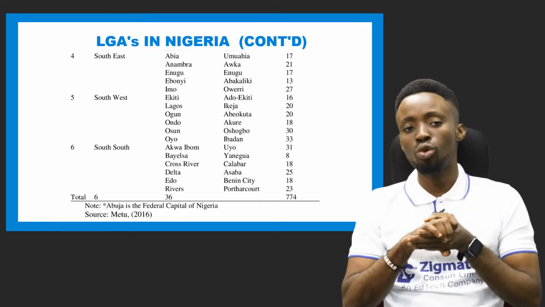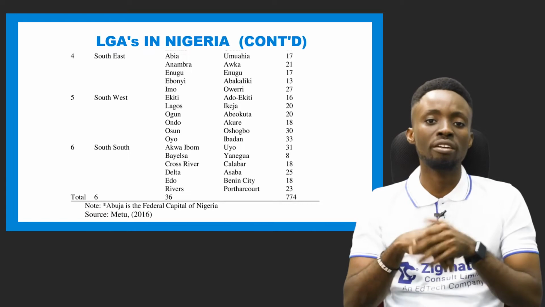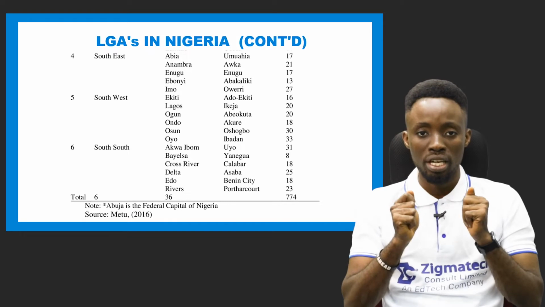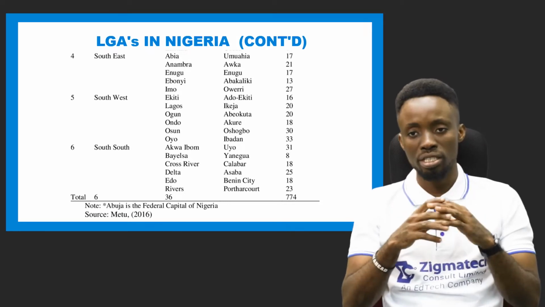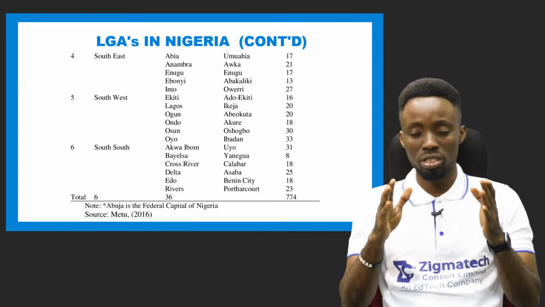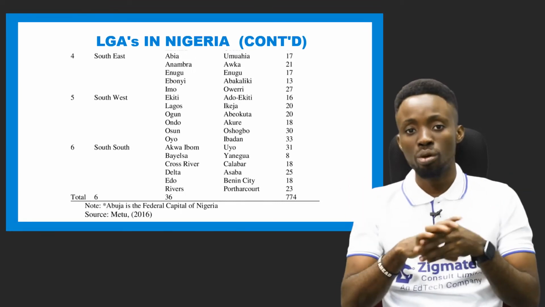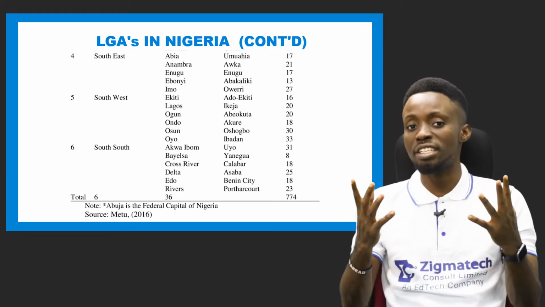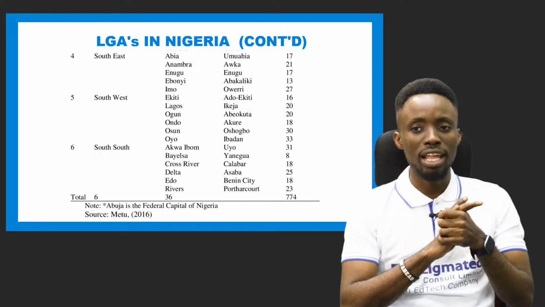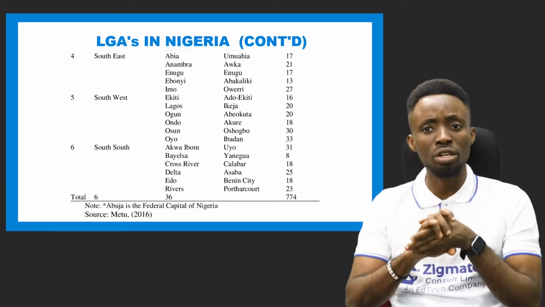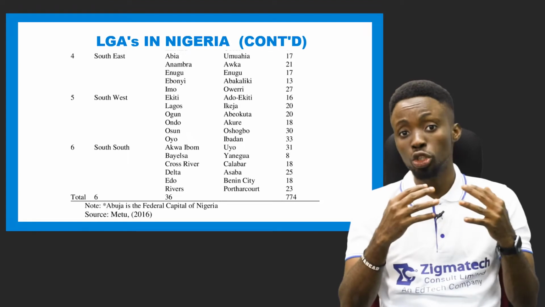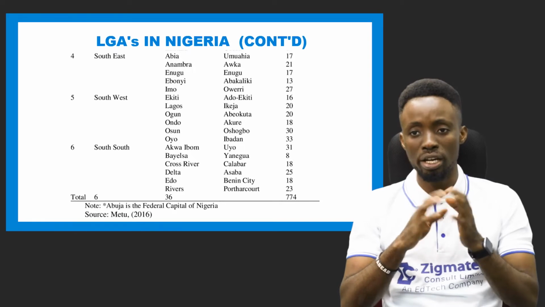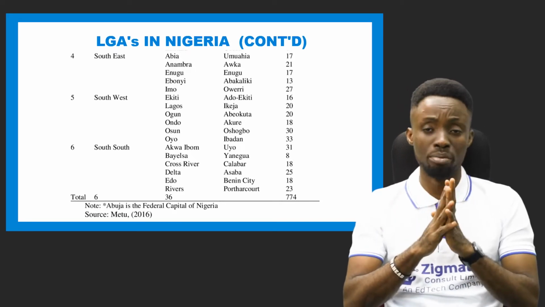Then if you go to Imo, we have 27 local government areas in Imo State, and Owerri is seen as the capital city of that state. Now let's go to the southwest, which is like, let's say, the Yoruba land, where we have majorly the Yorubas. Now in the southwest, the states we have include Ekiti State, Lagos State, Ogun State, Ondo State, Osun State, and Oyo State. Now, these states are actually dominated by the Yorubas, as I previously said.